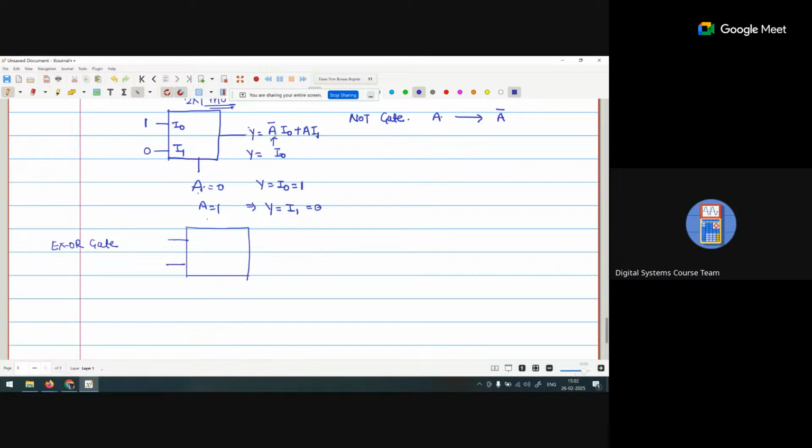So this is my input, this is my select line. This is I naught, I1, S. So what is the Y? I naught S bar plus I1 S. Clear?